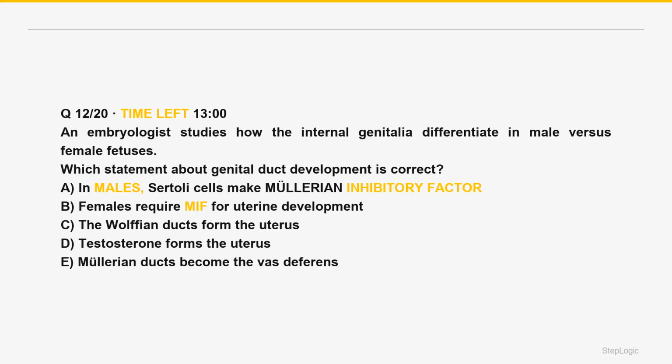Which statement about genital duct development is correct? An embryologist studies how the internal genitalia differentiate in male versus female fetuses. Read the command. Which genital duct statement is correct? Males: Sertoli MIF regresses Müllerian, Leydig testosterone develops Wolffian: epididymis, vas deferens, seminal vesicles. Females: Müllerian ducts form uterus, tubes, and upper vagina.